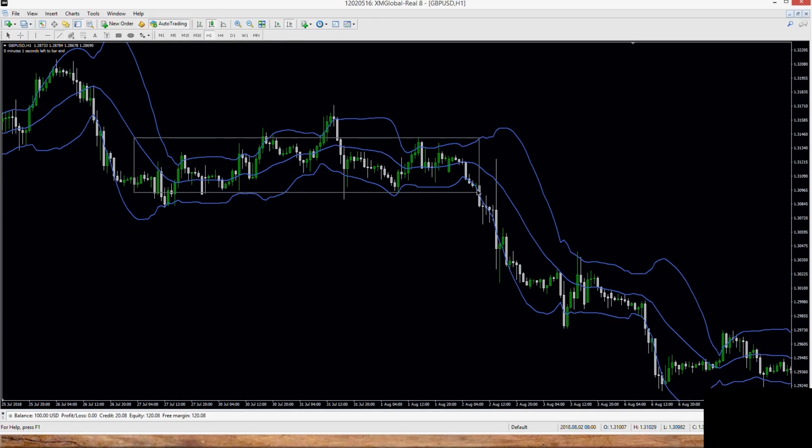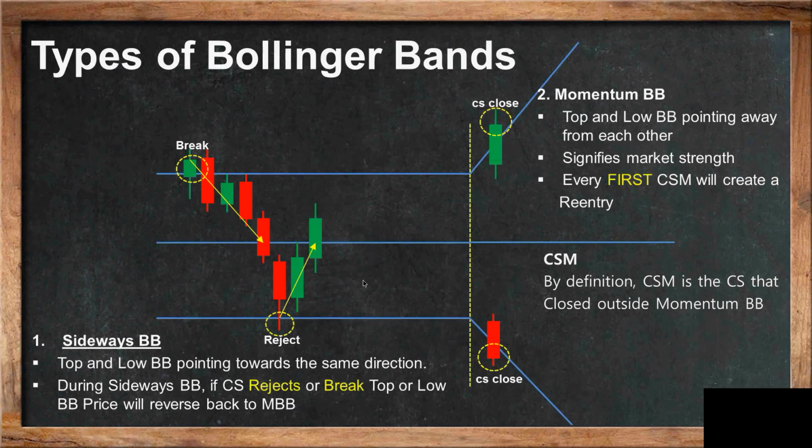However, over here, there's a significant change of direction in the Bollinger Band. So you know that top and bottom are wide open. So this is a momentum Bollinger Band. Alright. So I hope that this is clear. So let's move on.